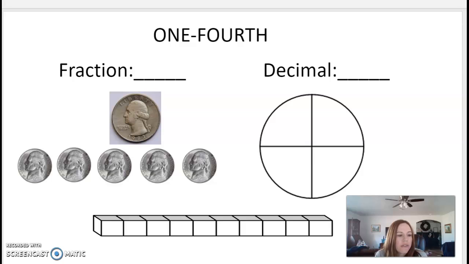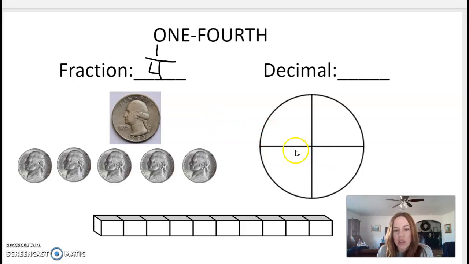Okay, the next two fractions are a little more tricky to think about. So I have put up several visuals that hopefully will help us. Let's think about 1/4 as a fraction. How would you write 1/4? Well, we know we would put a 1 on top and a 4 below.